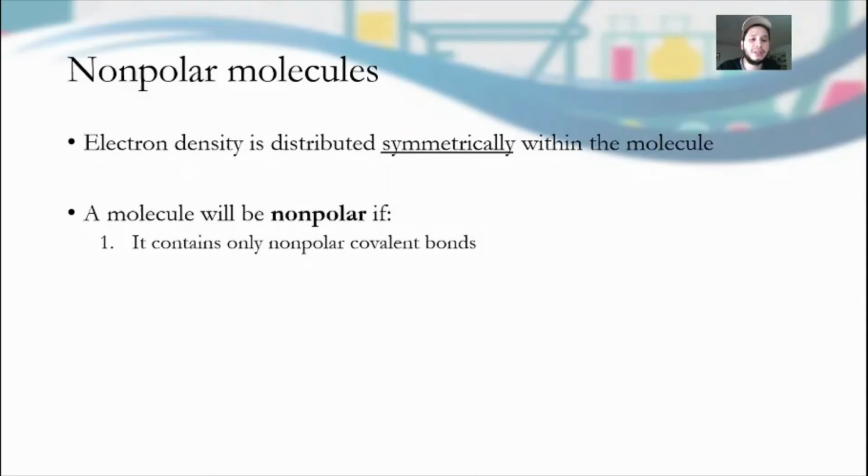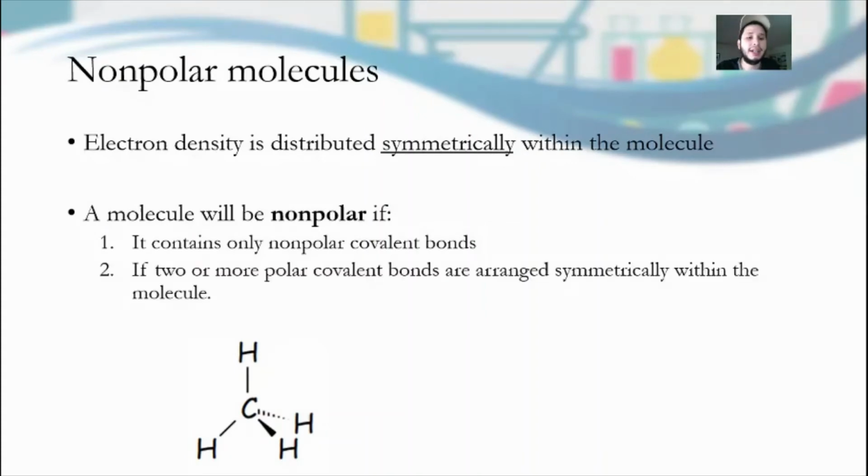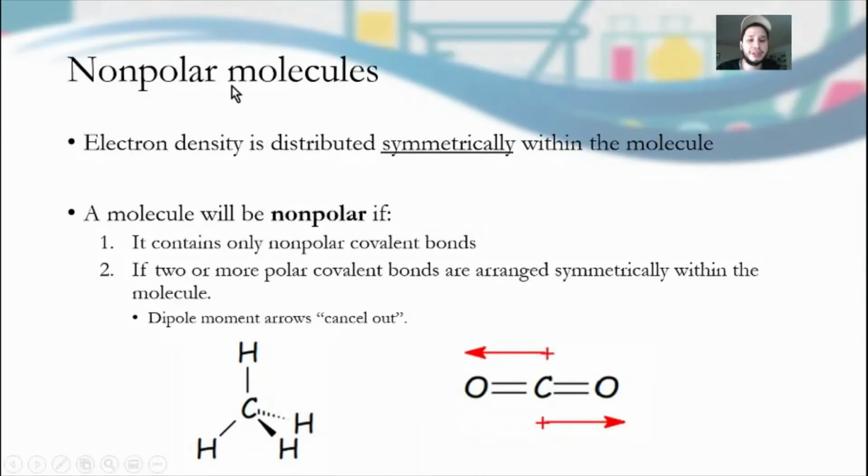So this first one is super important. A molecule will be nonpolar if it only contains nonpolar bonds. But nonpolar molecules can have polar covalent bonds. If two or more polar covalent bonds are arranged symmetrically within the molecule, then I have a nonpolar molecule as well. So I have these two images.